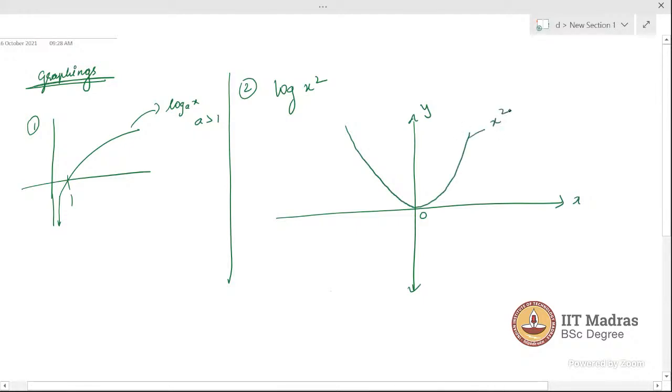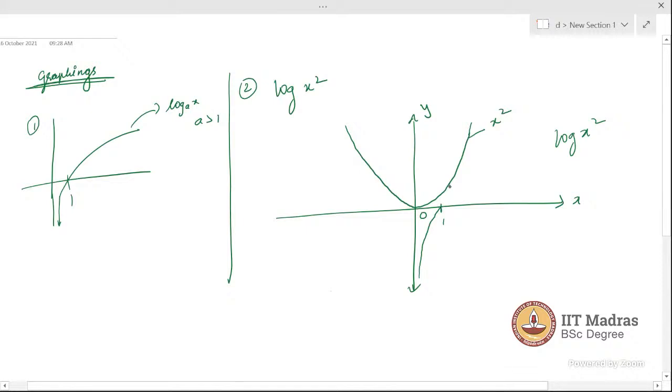This is the graph of x square, isn't it? And what about log x? Now I have to look for log x square. How will that look? At 0, log x is not defined, so it will go something like this. And we know log 1 is 0. So log 1 is 0, and that's happening here.